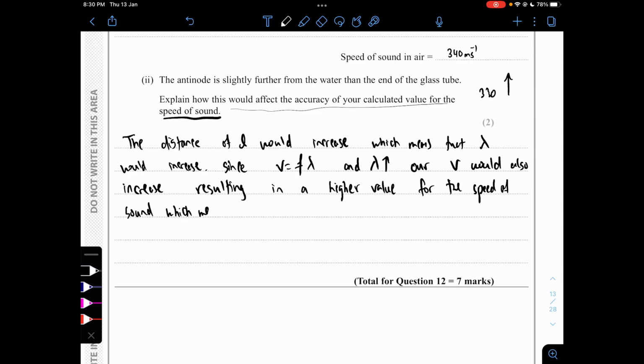So the question is how this would affect the accuracy. This would decrease the accuracy. Alright, so what are the 2 marks? We have to say the distance is increasing, and that results in lambda increasing, and that would decrease the accuracy. Okay, so that's 2 marks.